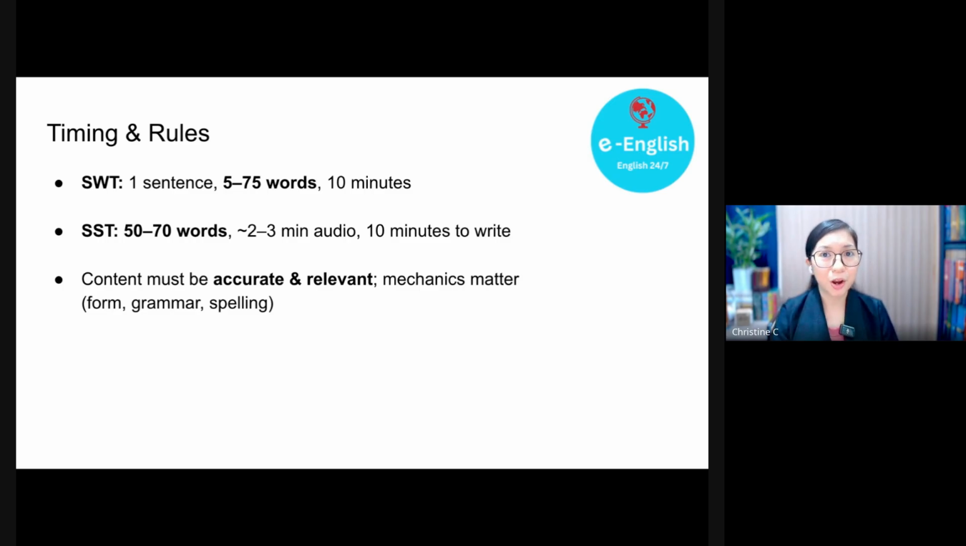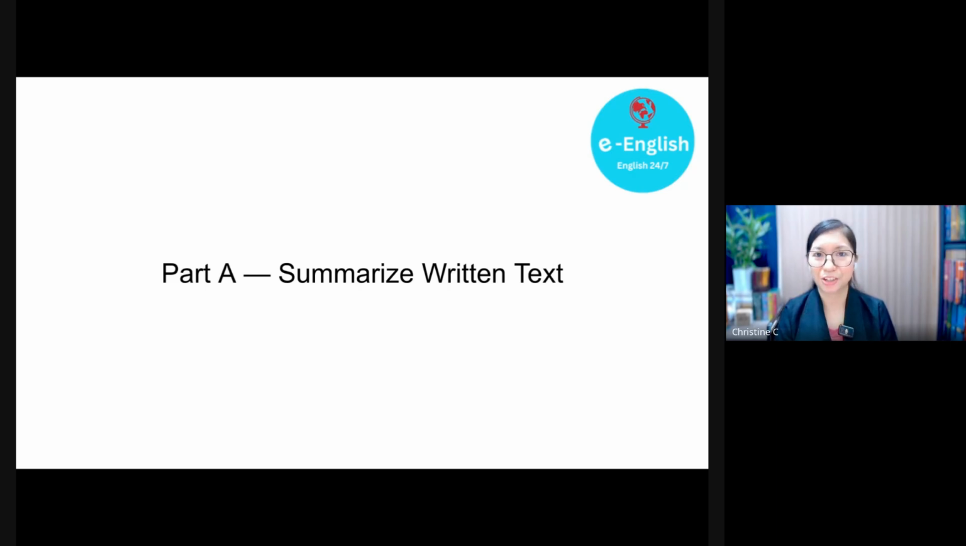Okay. So we were talking about the timing and rules, what is expected on the PTE exam. For summarized written text, you need to be able to write one sentence in 10 minutes. And for summarized spoken text, you need to write between 50 to 70 words to summarize an audio that you listen to. Content and form are important. So, word form, grammar, and spelling are also things you need to pay attention to.